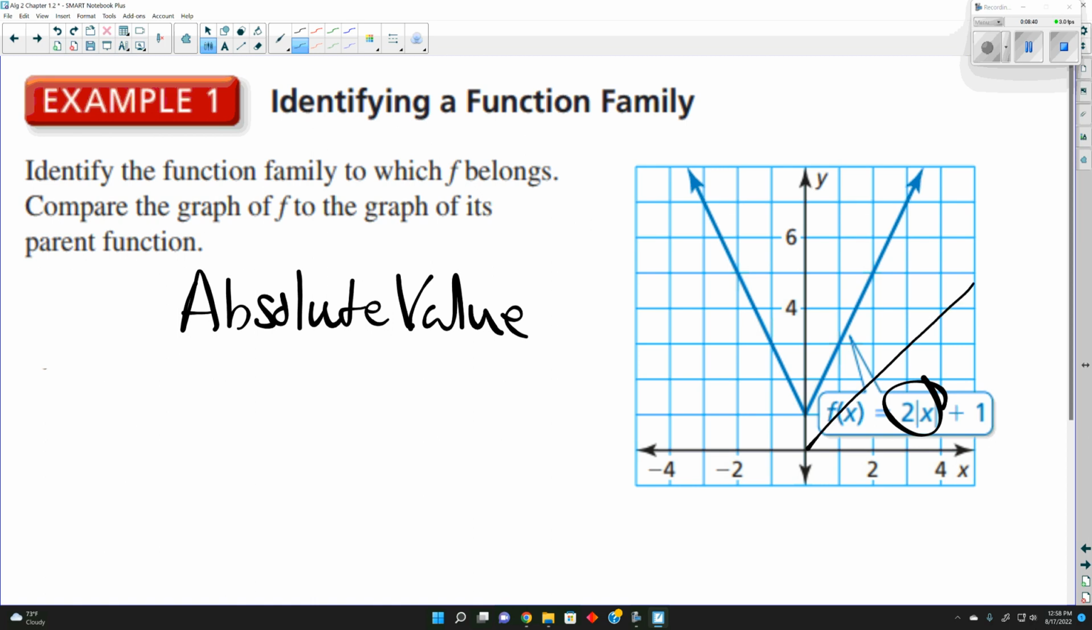Because if I put the parent function back down, it would look something like this here. So they're not the exact same. There's been transformations applied to it. But we'll get into that here in a minute.